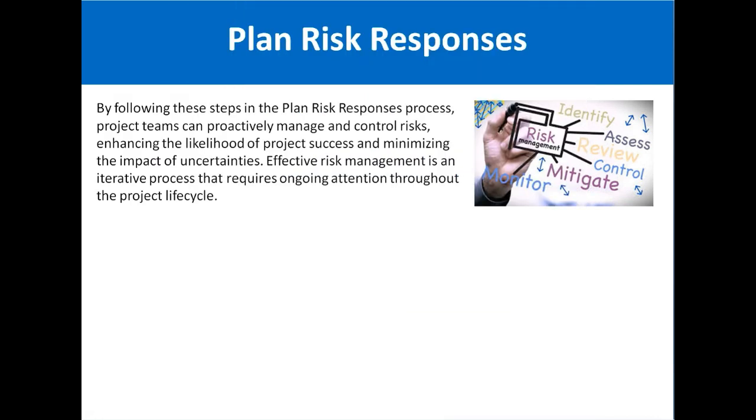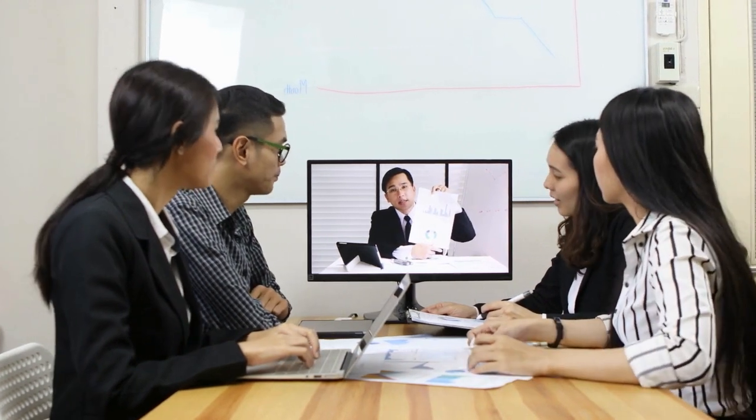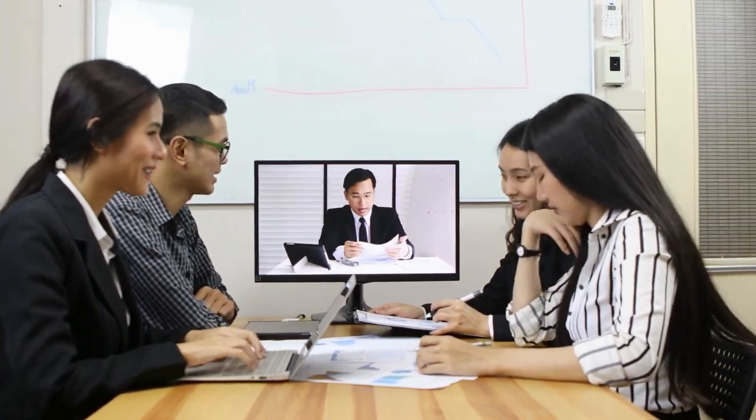So basically friend, through all these approaches and strategies, project teams can proactively manage and control risk, enhancing the likelihood of project success and minimizing the impact of uncertainties. Effective risk management is an iterative process that requires ongoing attention throughout the project lifecycle.